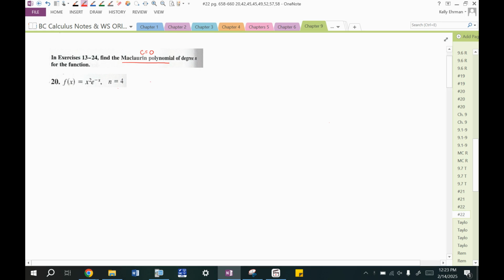So if you want to begin by reminding yourself how to build one of these Maclaurin polynomials, we've got to get out to the fourth order. So that means we're going to have to find f of 0 plus f prime of 0 plus f double prime of 0 times x squared over 2 factorial plus f triple prime of 0 times x cubed over 3 factorial plus the fourth derivative evaluated at 0 times x to the fourth over 4 factorial. So this is what we're going for. We need to find these values.